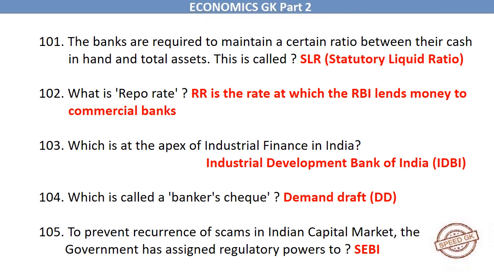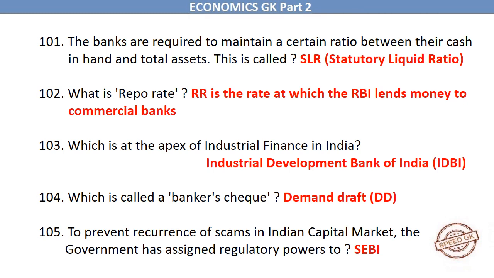The banks are required to maintain a certain ratio between their cash in hand and total assets. This is called SLR, Statutory Liquid Ratio. What is repo rate? Repo rate is the rate at which the RBI lends money to commercial banks. Which is at the apex of industrial finance in India? Industrial Development Bank of India, IDBI.